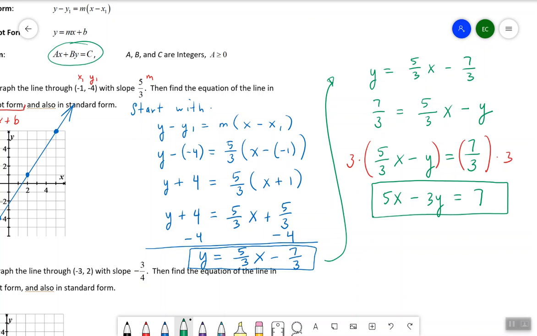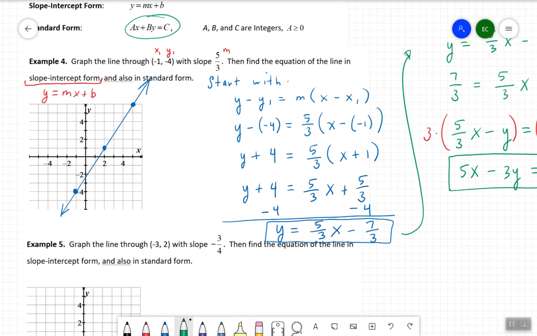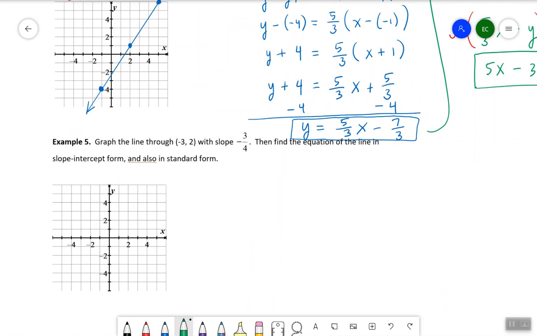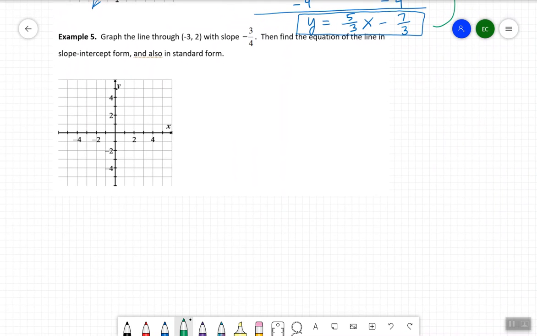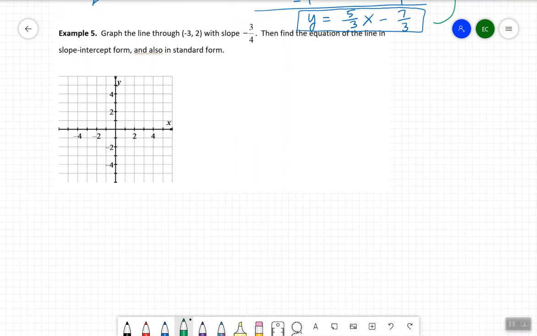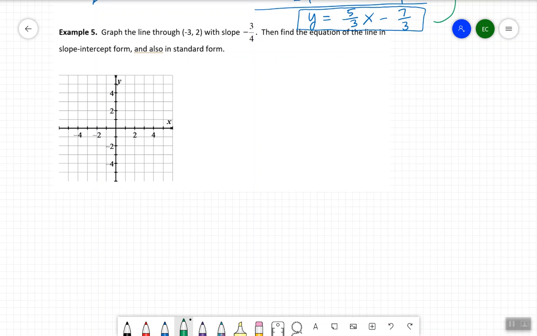Okay, so that is example number 4. Example number 5 is very similar, so you might want to pause the video and try to do that one for yourself. I'll try to go a little faster through this next example here in just a moment.